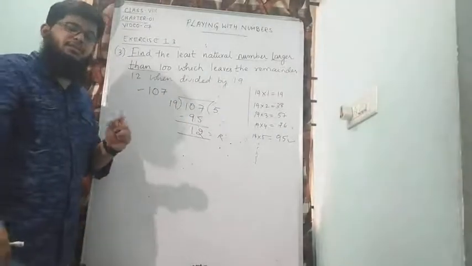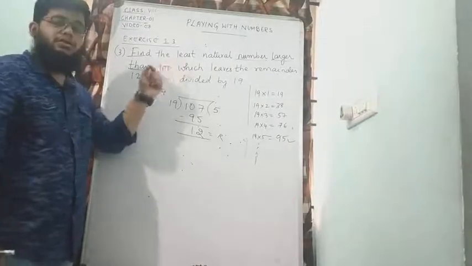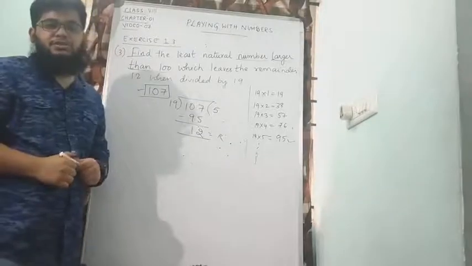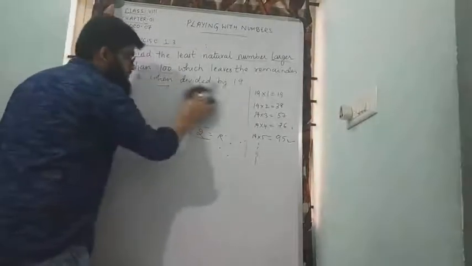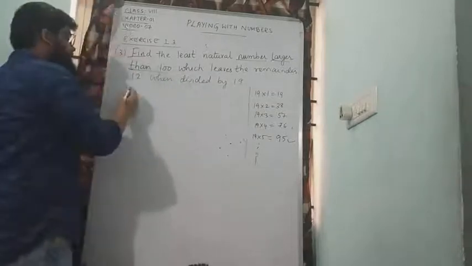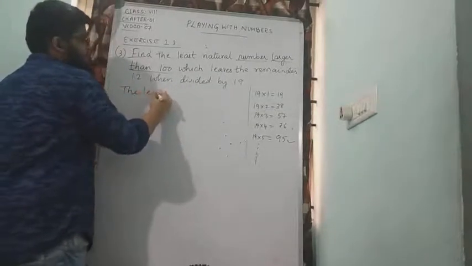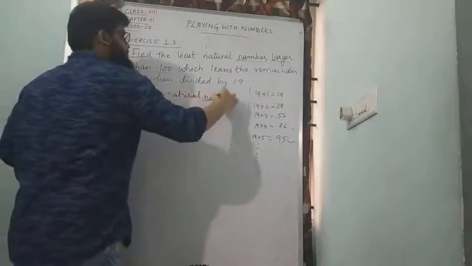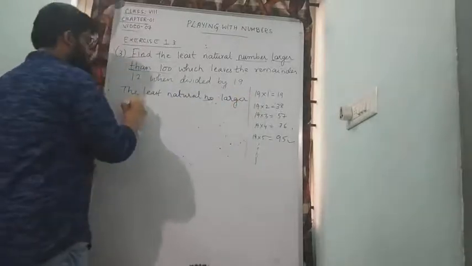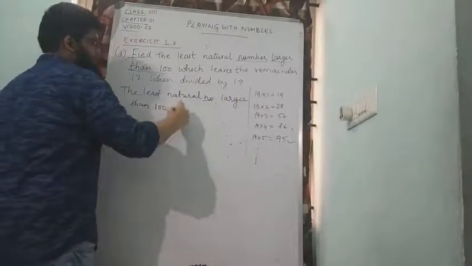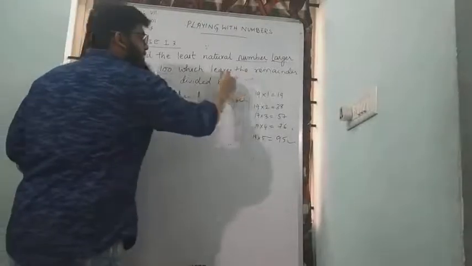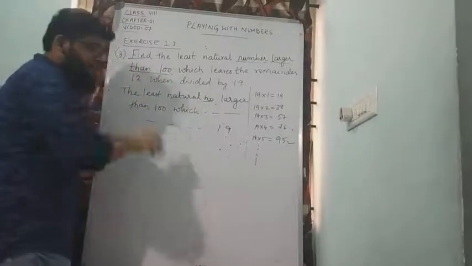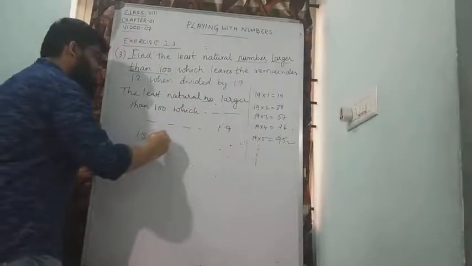Therefore, the number that is greater than 100 that we have found here is 107. I hope you have understood this problem. Therefore, you should write the conclusion as: the least natural number larger than 100, which leaves the remainder 12 when divided by 19, is 107. Please complete the same sentence.